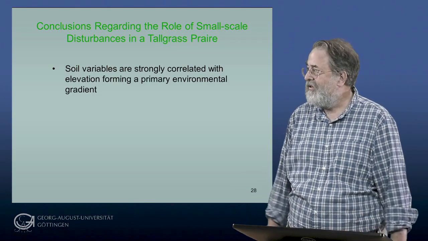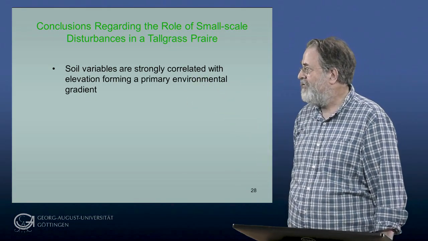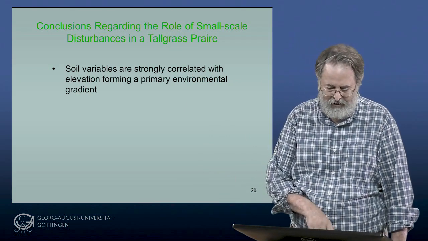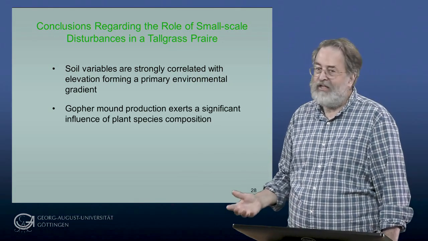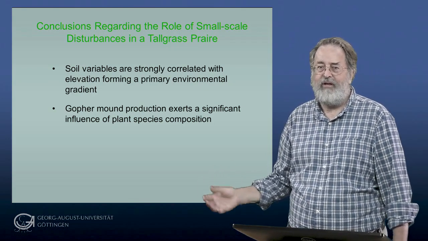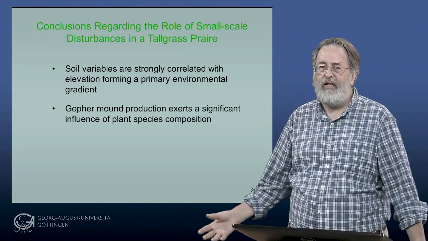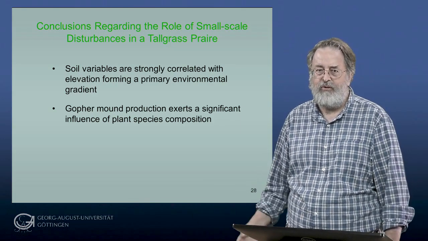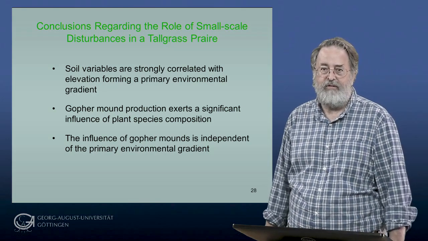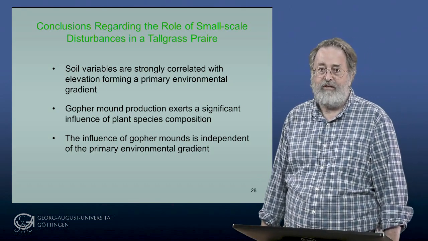And so the first point that we can make is that in this last analysis, soil variables are strongly correlated with elevation, and this forms a primary environmental gradient. Gopher mound production exerts a significant influence on the structure of the system that's independent of the primary environmental gradient. Again, this is because disturbance falls out as perpendicular to the elevational gradient, which is the main descriptor of what's going on here. And lastly, the influence of gopher mounds is independent of the primary environmental gradient.